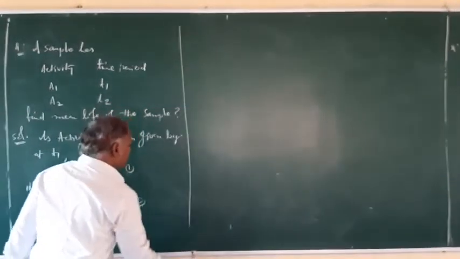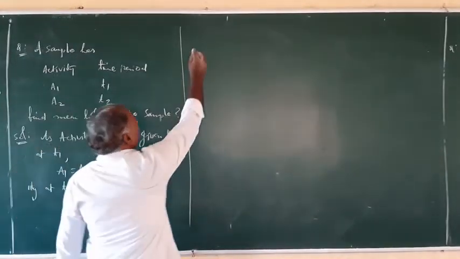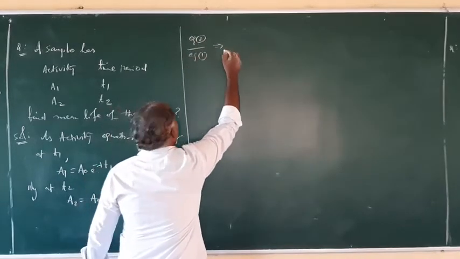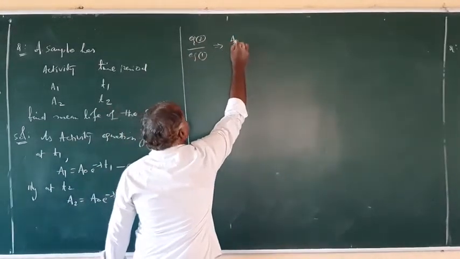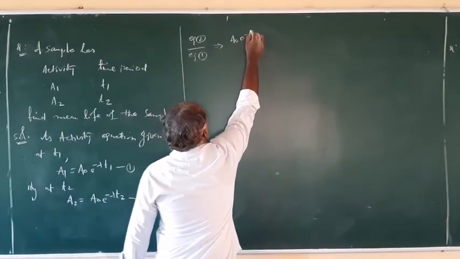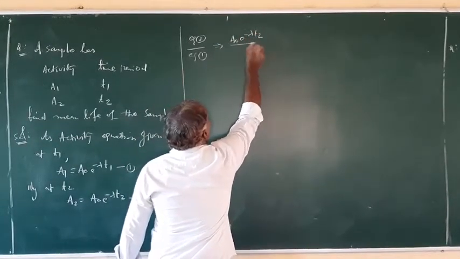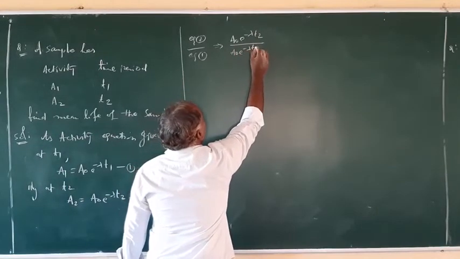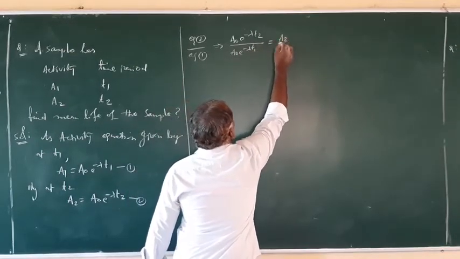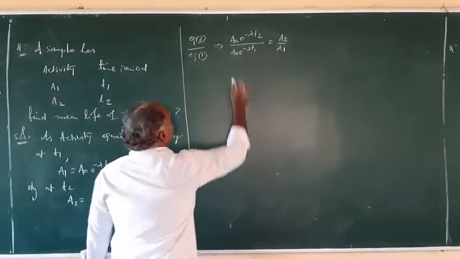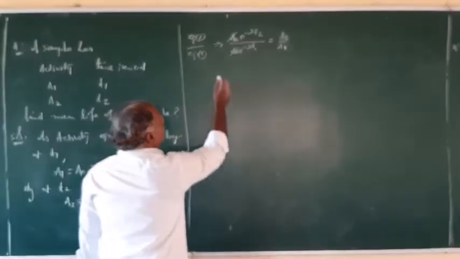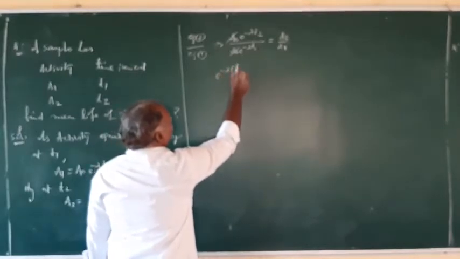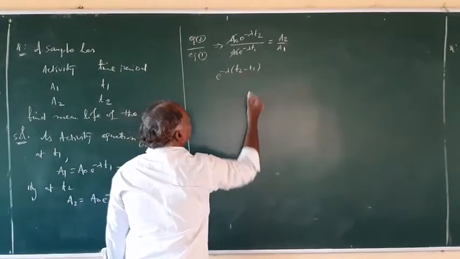So from equations 1 and 2, what can you get here? I am doing equation 2 upon equation 1. Then A naught e power minus lambda T2 upon A naught e power minus lambda T1 is equal to A2 by A1. So A naught cancels, and you can write this as e power minus lambda into T2 minus T1.